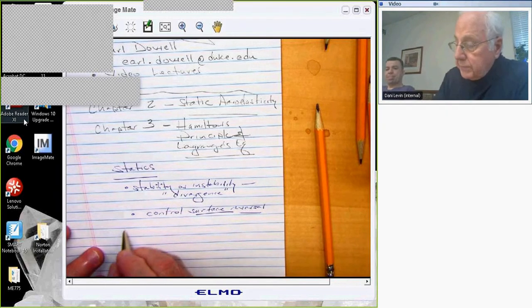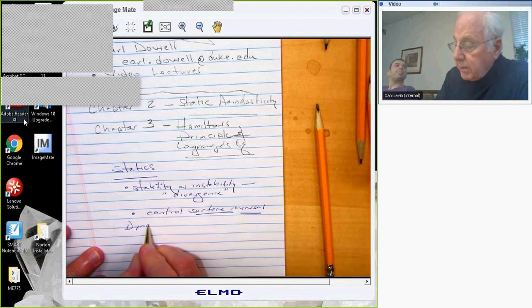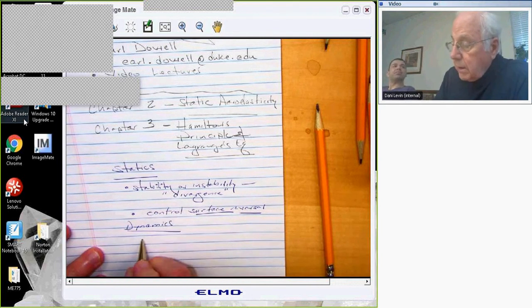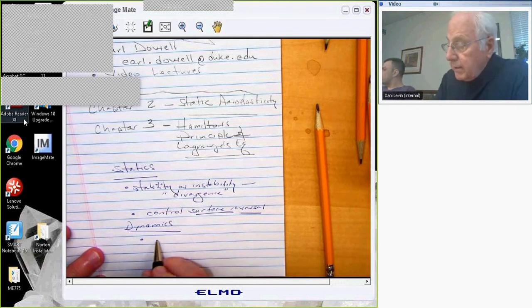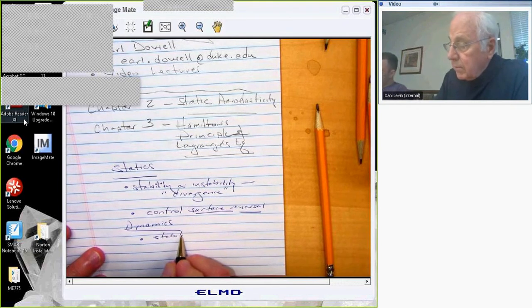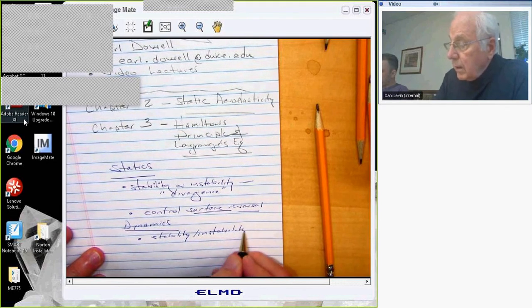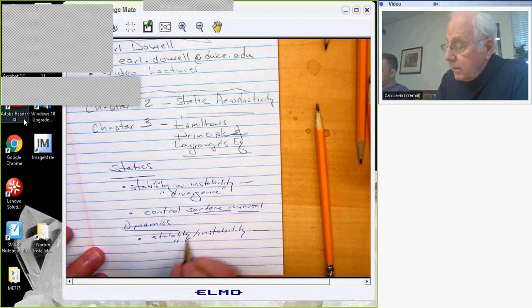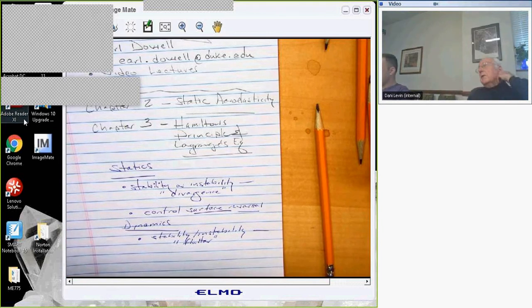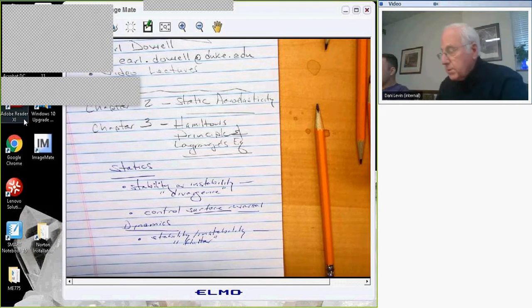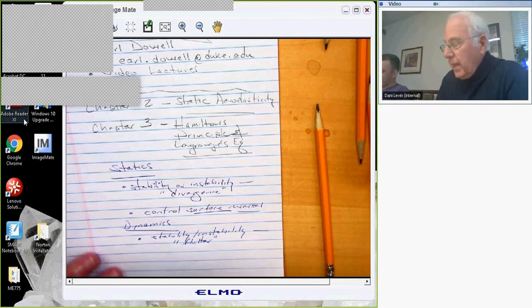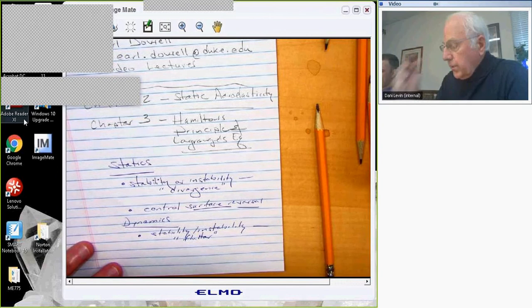The counterpart in dynamics, the question of stability or instability, leads to the concept of flutter. And in fact, I think it's probably true that flutter gets most of the attention from aeroelasticity groups, because if that happens, that's not a good thing. You've had a bad day if your real airplane encounters flutter.